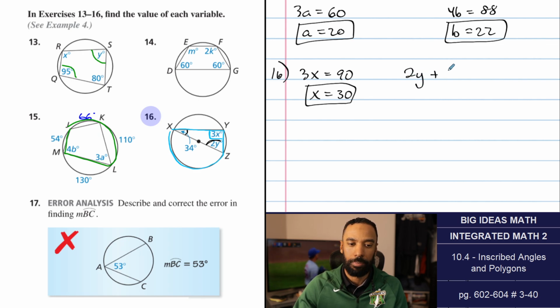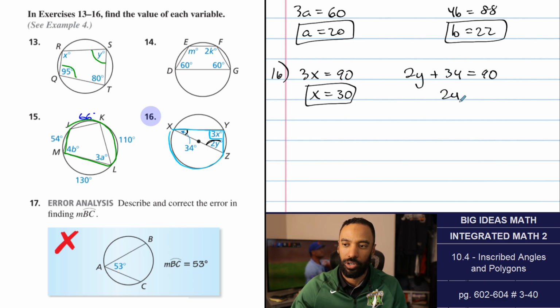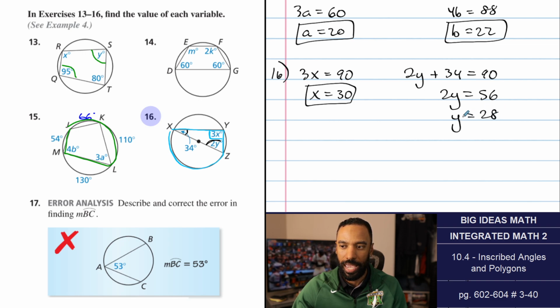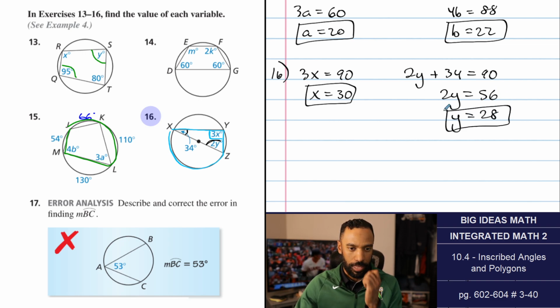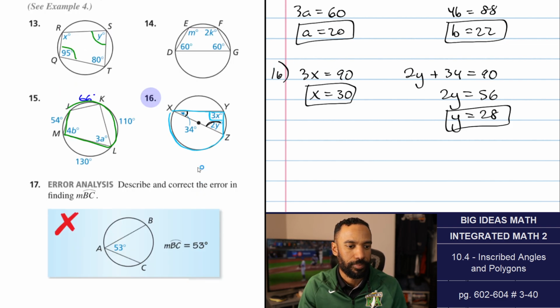So 2y plus 34 equals 90 in this case, because the third angle is 90. They would add to 180. I can subtract 34 from both sides and get 56. Divide by 2, I get 28. And I think that's the right math on that. So that is the x and y for number 16.